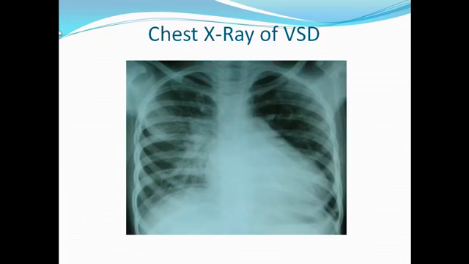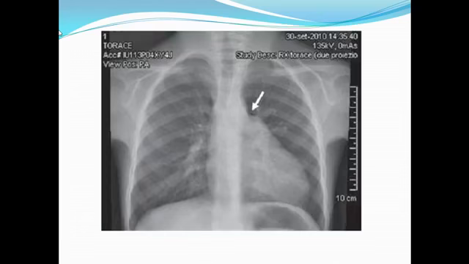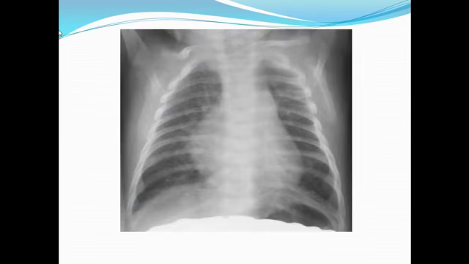This is the chest X-ray showing cardiomegaly and plethoric lung field. This is another chest X-ray. Another chest X-ray of the VSD.